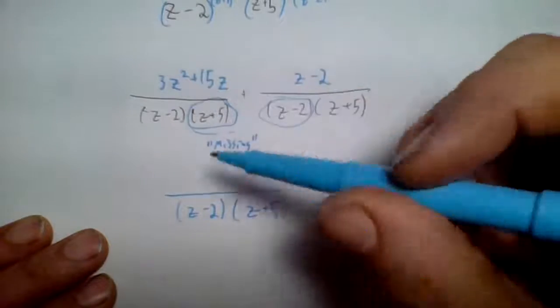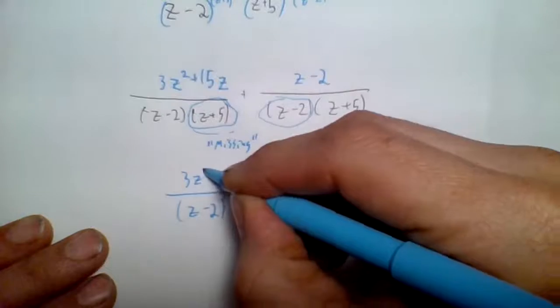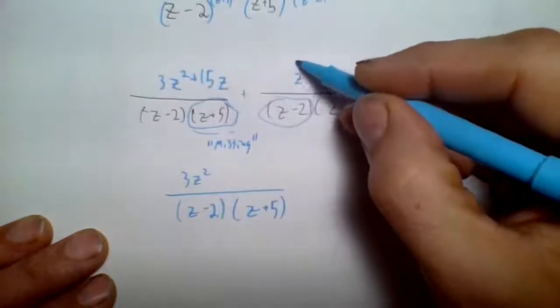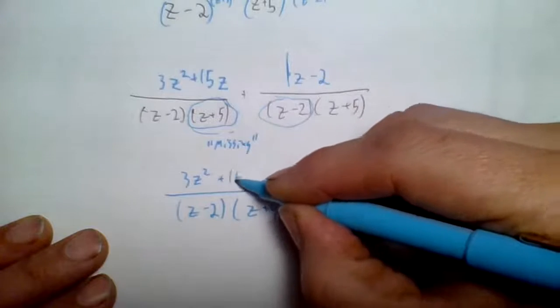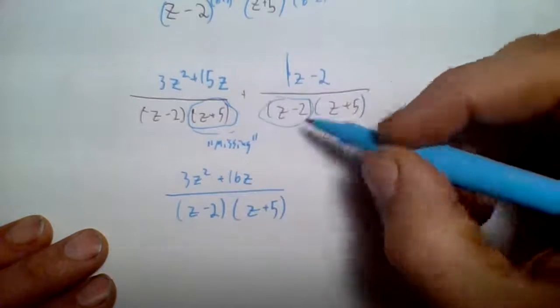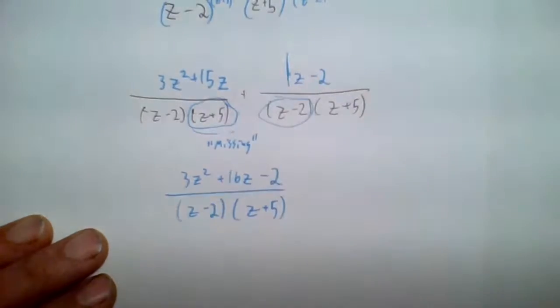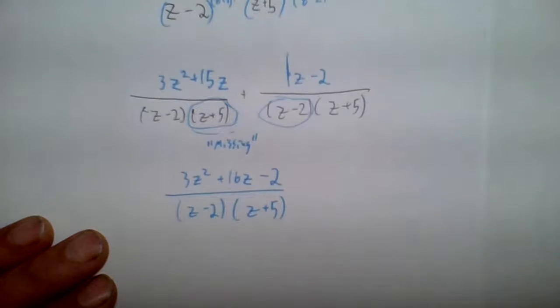I add these things up. 3z squared plus 15z plus another 1z out here. These are the like terms, so I'm going to put those together. There's 16 of those. And then the negative 2, watch the signs on that. But you're just combining like terms at that point, adding the polynomials. Now I got a single fraction.